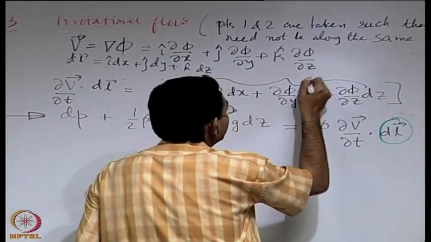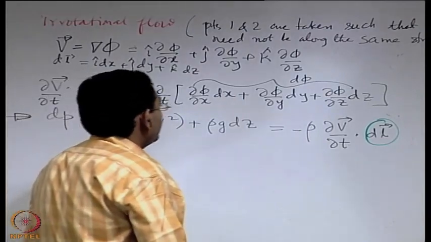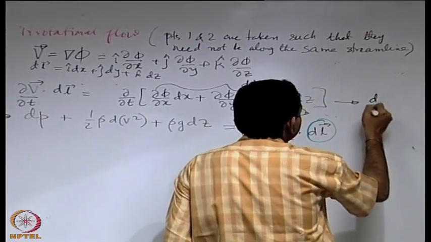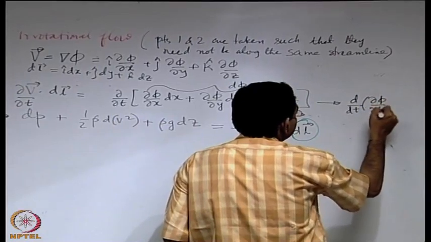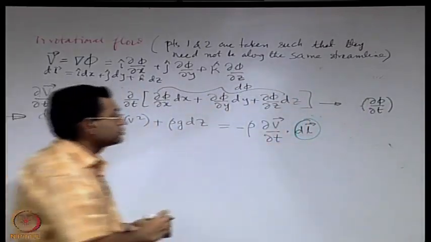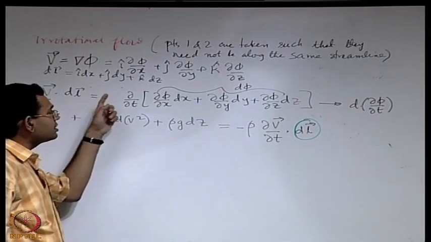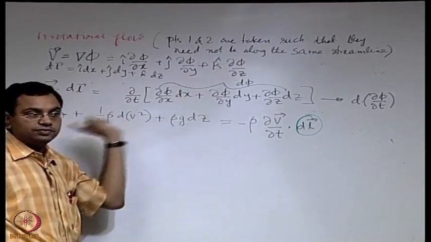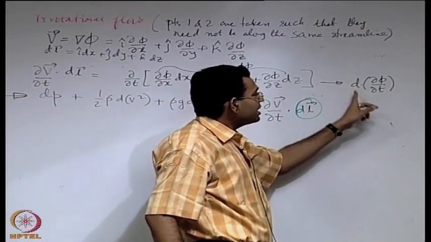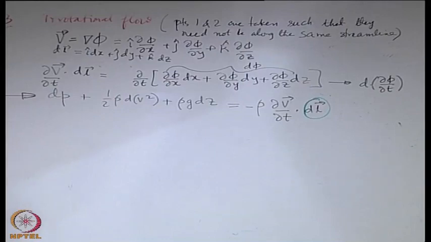So what is this? This is the total change in the velocity potential. You can also write it as d of the partial derivative of phi with respect to t, because you have to remember that d and these del operators are interchangeable mathematically. So it is possible to consider this in place of that and the other way. So you can write this as the exact differential of the partial derivative of the velocity potential with respect to time. That is one observation.